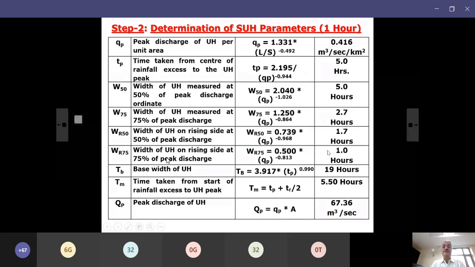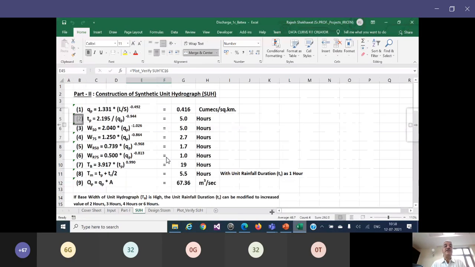Same thing in this Excel sheet for everything. These equations are written here and the formula is fed here. So it will automatically calculate these things for you. You don't have to do these calculations.